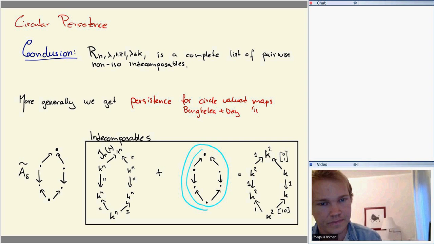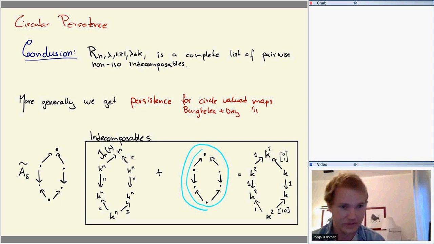So we have an infinite family of indecomposables, but we do know what the indecomposables look like. We recognize one family for each n, parameterized by this lambda.